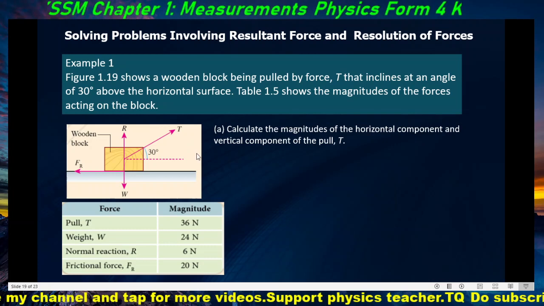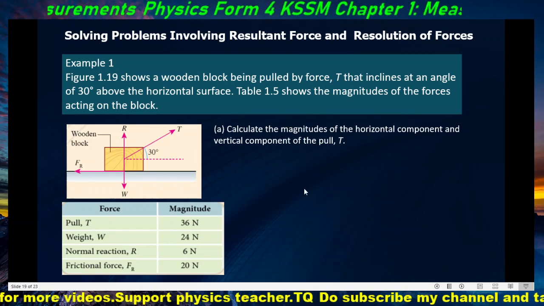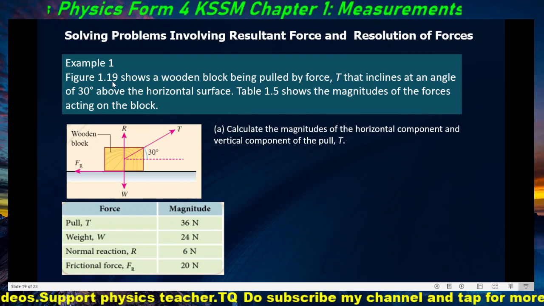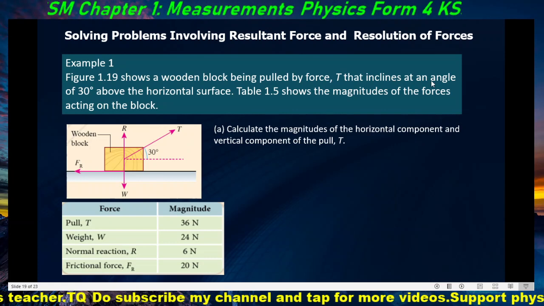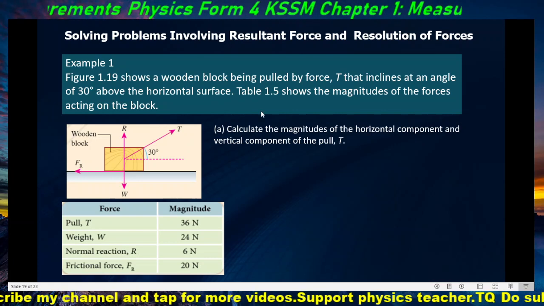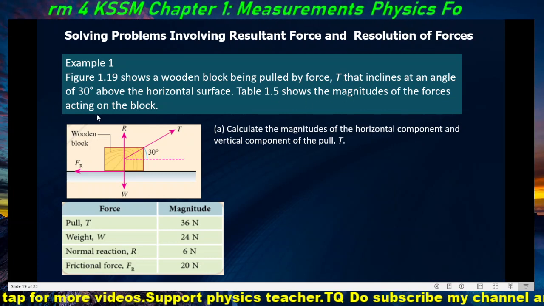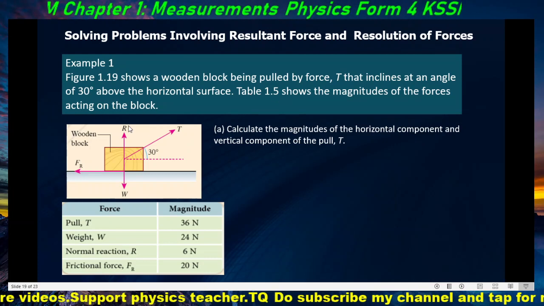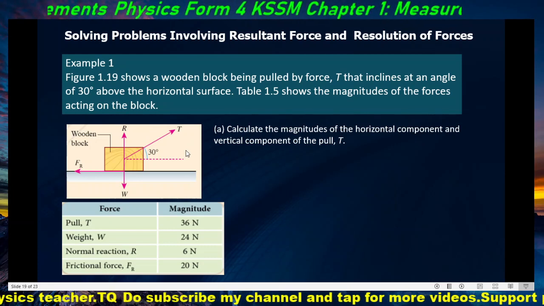Now we try to solve problems involving resultant force and resolution of forces. Look at example 1. The figure shows a wooden block being pulled by force T that is inclined at an angle of 30 degrees above the horizontal surface. Table 1.5 shows the magnitudes of forces acting on the block. So this diagram actually shows the free body diagram of the wooden block.